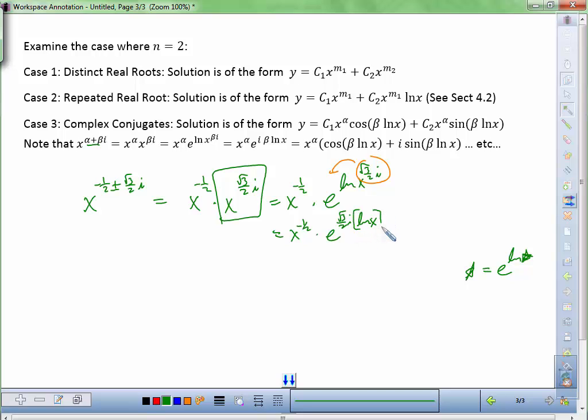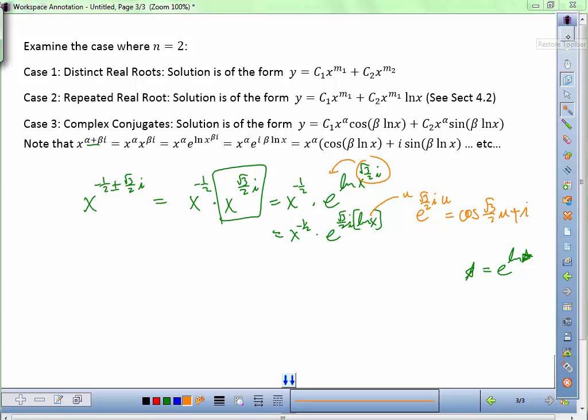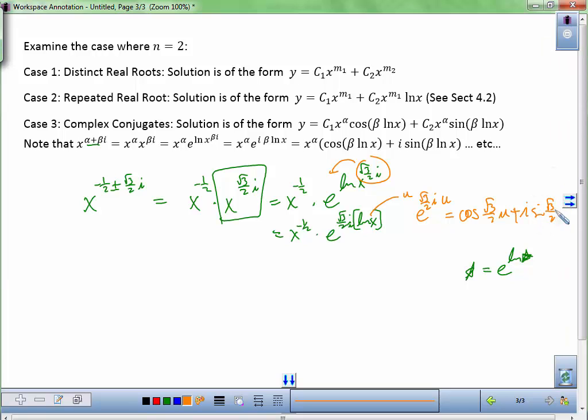Now this ln x can be your new variable. If you just make a substitution, like u or w, then we know that this can be broken up into sines and cosines. So if we temporarily say that this is equal to u, then we have e to the root 3 over 2 i times u, and because of Euler's formula, this is equal to cosine of root 3 over 2 u plus i sine of root 3 over 2 u.